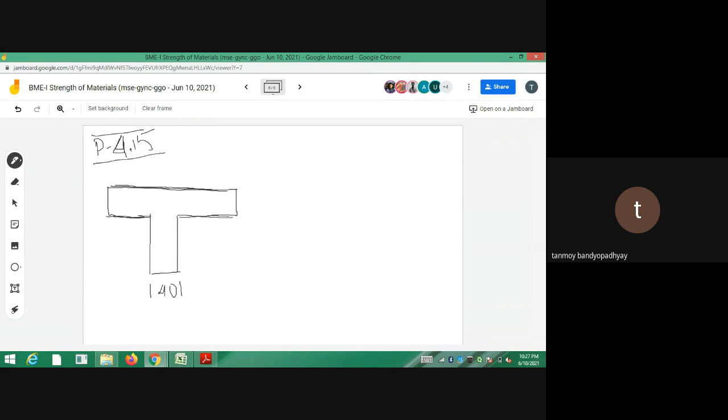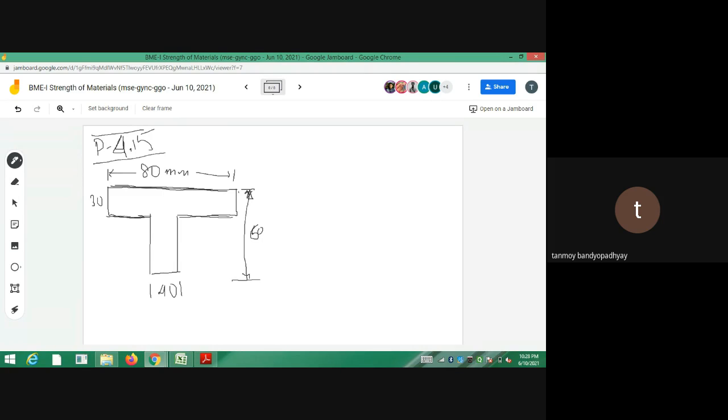So this is 40 millimeter. The height of this one is 30 millimeter. This one is 80 millimeter. This one is 80 millimeter. This is the T cross section beam, and this total vertical height is given to be 60 millimeter. Okay? So initially you have to calculate the moment of inertia for the T section.